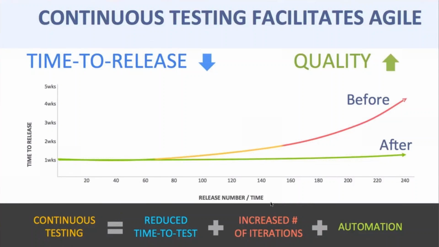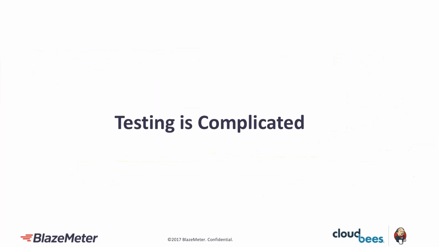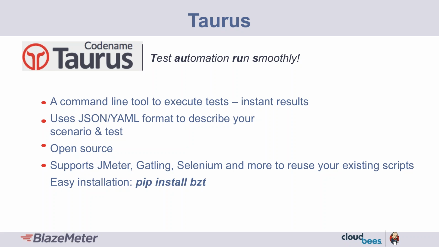So you save developers' time, you save QA engineers' time, and you get a more quality product. The problem is testing can be complicated, and we here at BlazeMeter want to simplify things for you. So we developed this open source tool called Taurus.